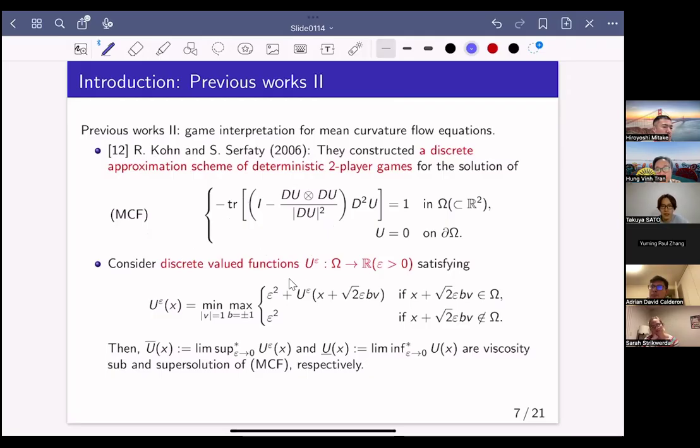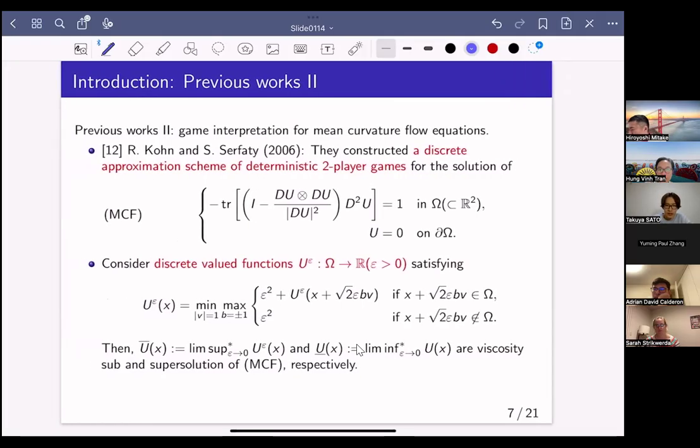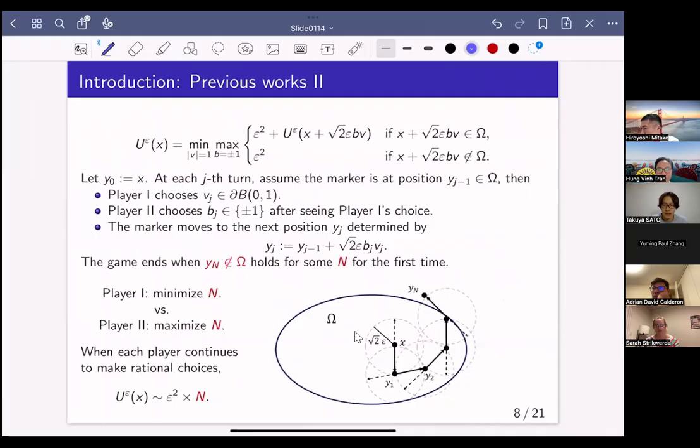Which means there is a family of discrete valued functions u^epsilon determined on omega, and this u^epsilon takes step values. This u^epsilon can be determined by the so-called dynamic programming principle, and by using this u^epsilon, the half relaxed limits of u^epsilon are viscosity sub and supersolutions of this Dirichlet problem respectively.